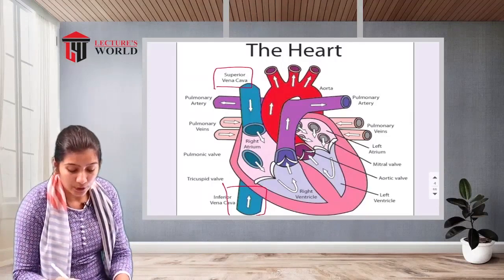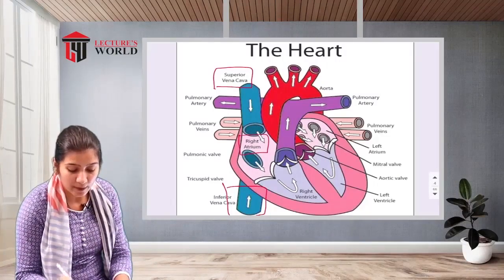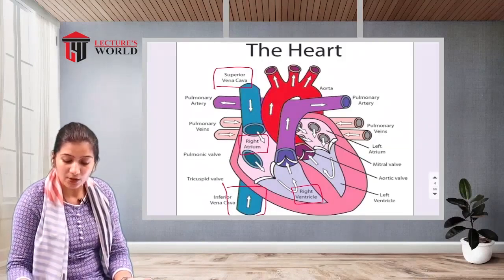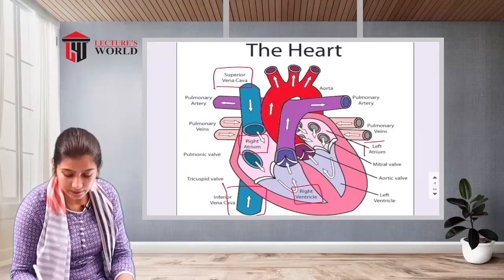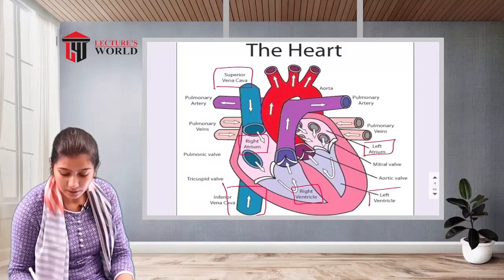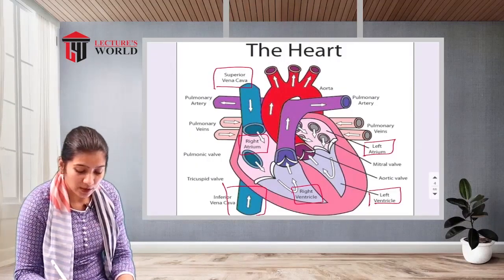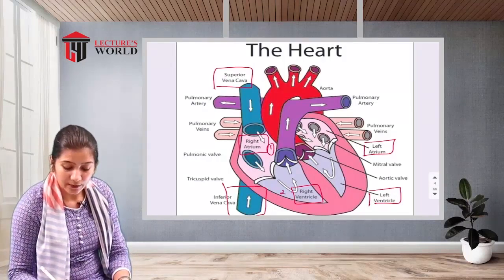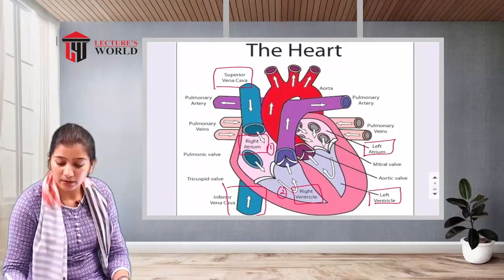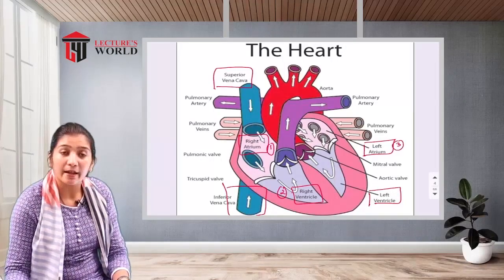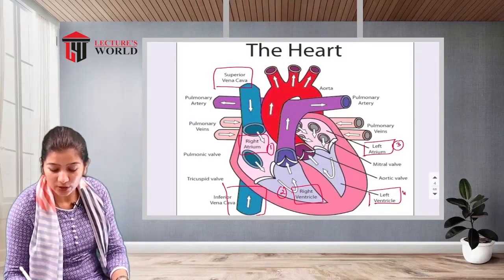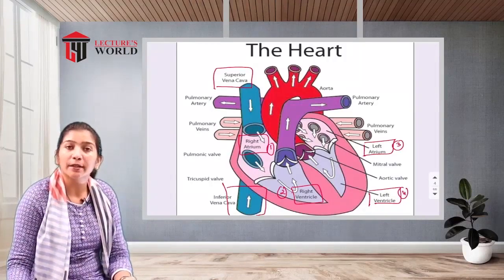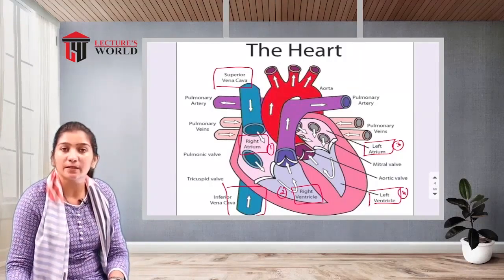So you can see there are 4 chambers in the heart, or we can say 4 parts of the heart. The first chamber of the heart is known as the right atrium. The second one is the right ventricle. The third chamber is the left atrium and the fourth chamber is the left ventricle. So you can see there are 2 atriums and 2 ventricles in the heart.